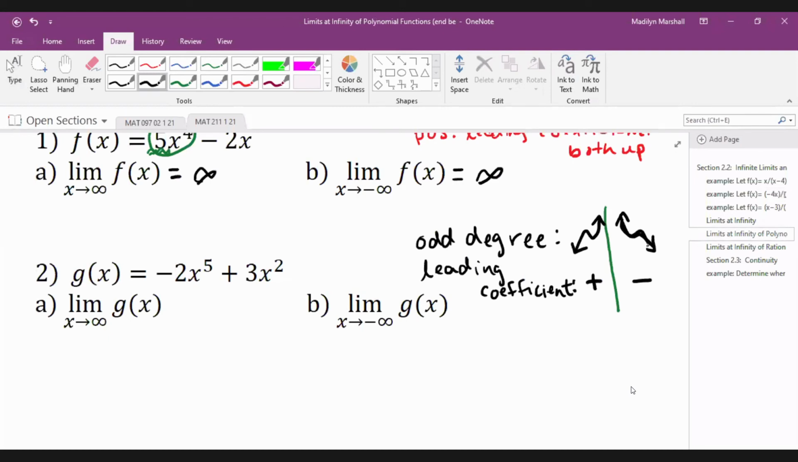So all we need to look at again is that first term, or the order could be different. So it's not necessarily the first term, but it's the term with the highest power. We need to look at that power to decide if it's even or odd. It's odd in this case, so that means the ends are going in opposite directions. And then we have to look and see if the leading coefficient is positive or negative. Since it's negative, we have a decreasing function overall. It does some ups and downs in the middle, but it's starting high and ending low.